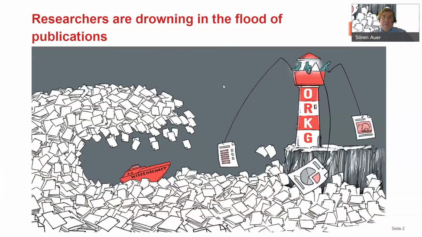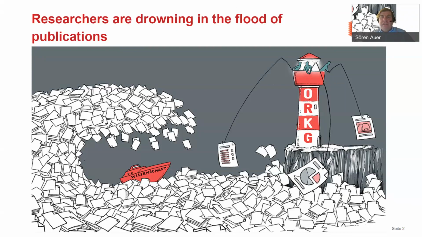And before I start to talk about how university libraries can support the ORKG, I want to motivate a bit why we need the ORKG and why it's so important to contribute. You have maybe listened to the introductory talk about the Open Research Knowledge Graph. What we are basically addressing with the Open Research Knowledge Graph is the flood of publications and organizing this flood of publications, because researchers are drowning in it.